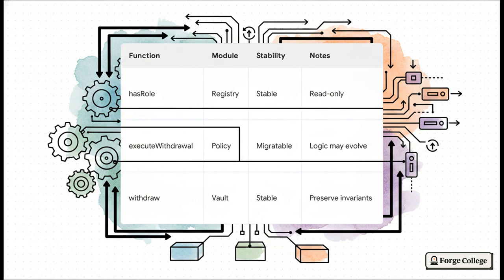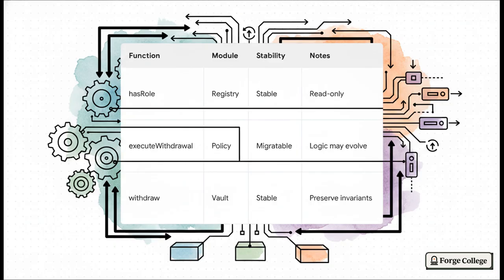You need to categorize your functions so you know exactly which gears in your machine can be swapped out later without breaking the whole thing. For instance, a basic hasRoll function in your registry, that's foundational. It's just a simple read-only check, so we mark it as stable. It shouldn't change.